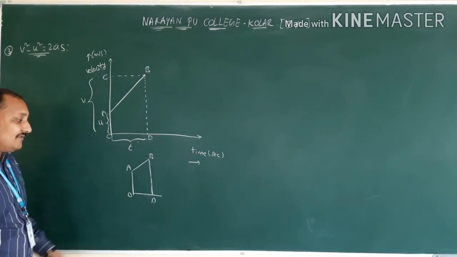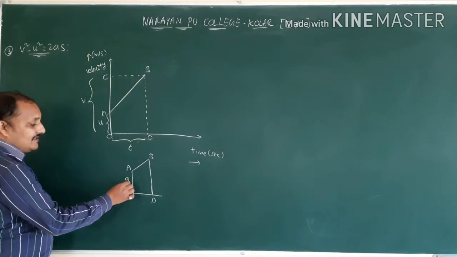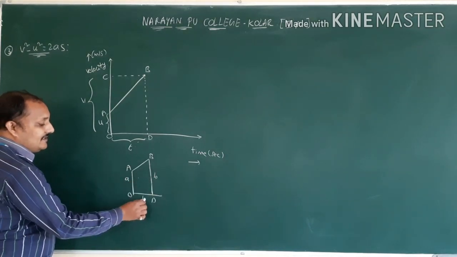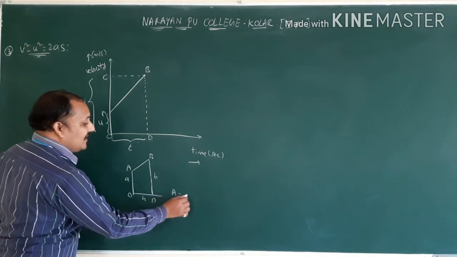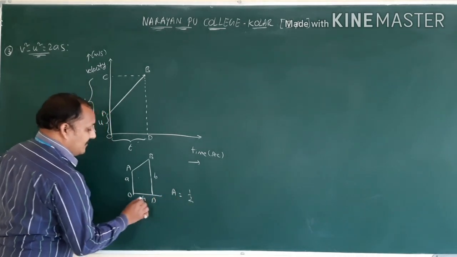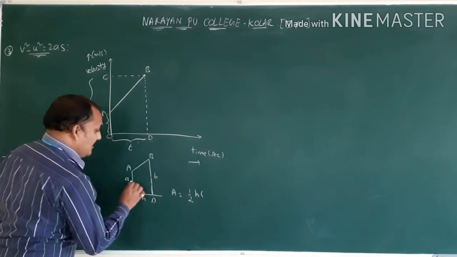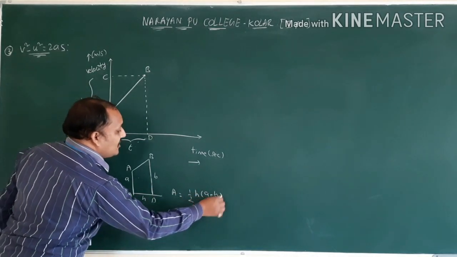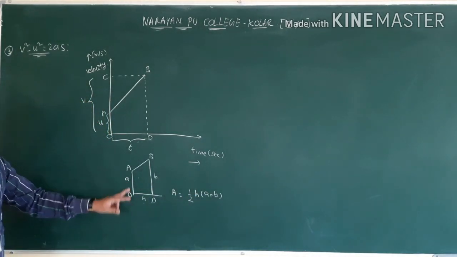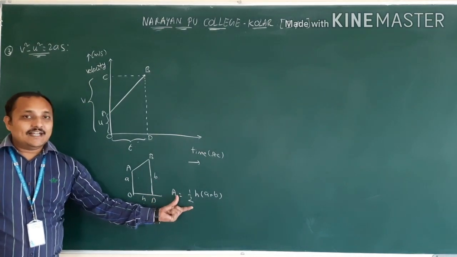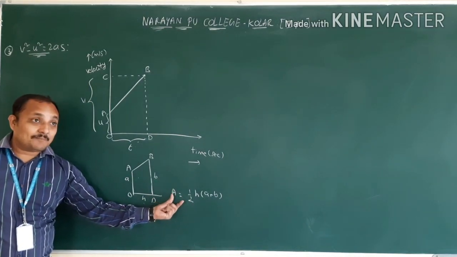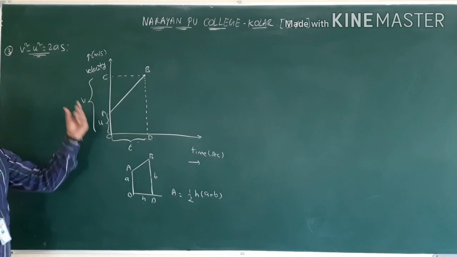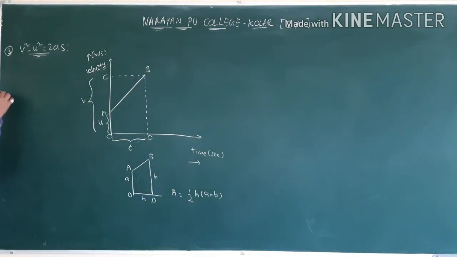So what is the area of the trapezium? Let us assume this is A, this is B, this is H. What is the area of the trapezium formula? Half of height. H into (A plus B), the sum of the two terms. So half H into (A plus B). This is the area of the trapezium formula. If you apply this, you will get the third equation of motion.